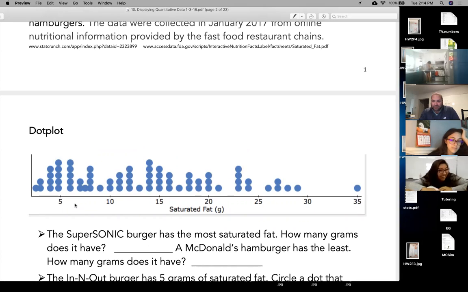Just amazing. So if you look at this example, how many dots are going to be in the picture?